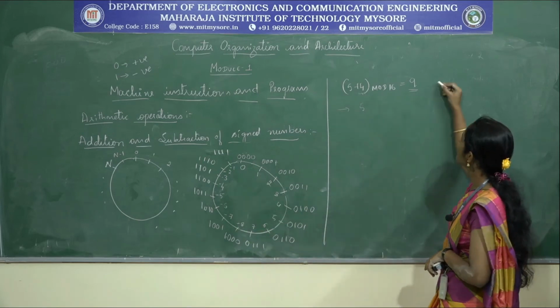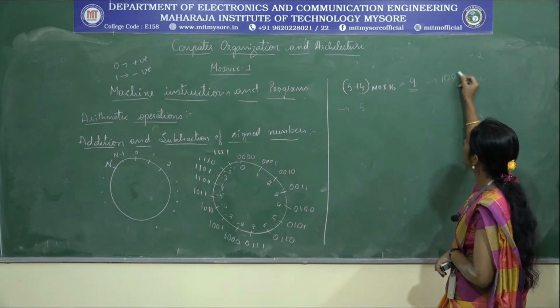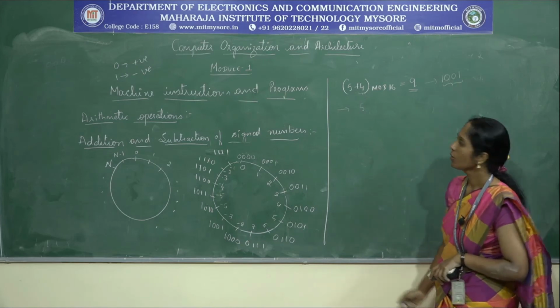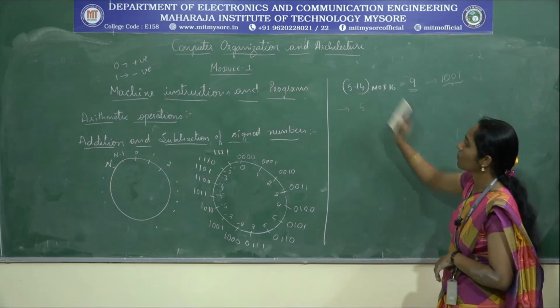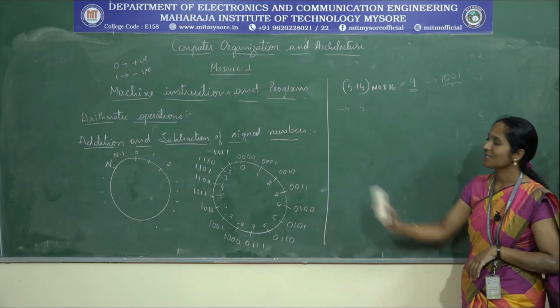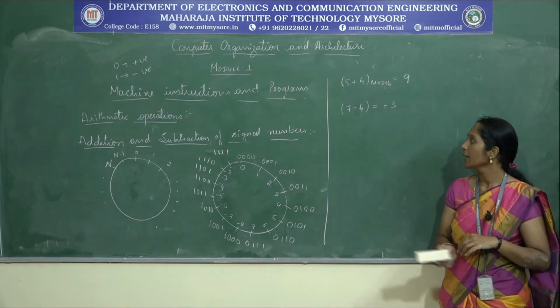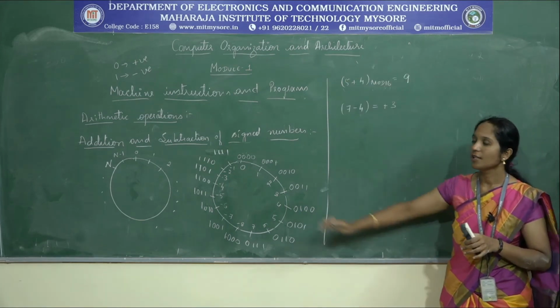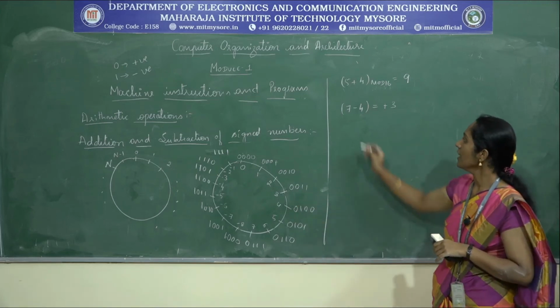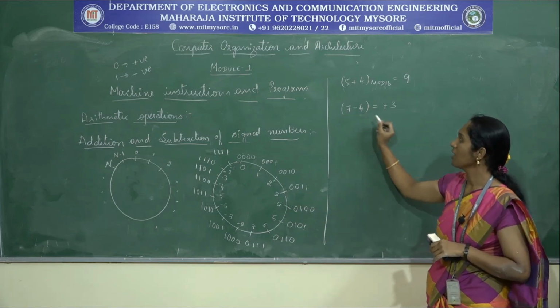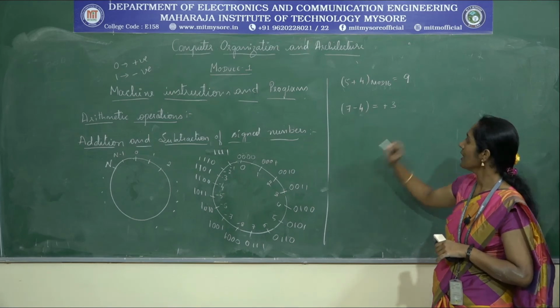So we get the result as 1 0 0 1. Okay. So this is the addition of 5 plus 4 in mod 16 number system. If we consider subtraction using this mod 16 circle, let me consider as an example 7 minus 4. 7 minus 4 results in plus 3.